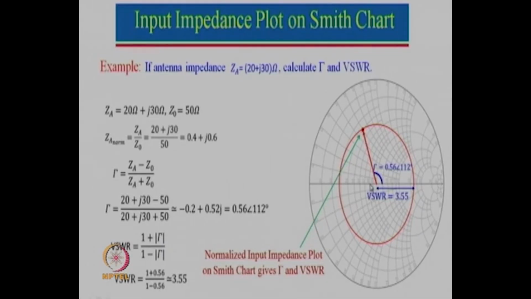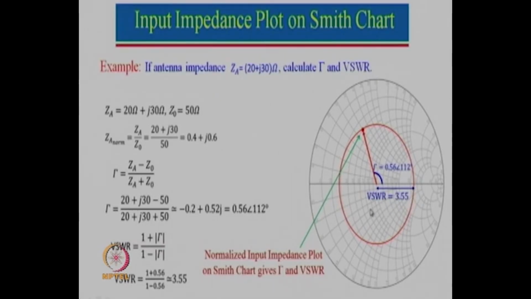Now, all you do after that is take the central point and draw this circle, and wherever this circle cuts the real axis, that is actually known as the VSWR. At this point here, just read whatever the value is, and that value will give us 3.55.